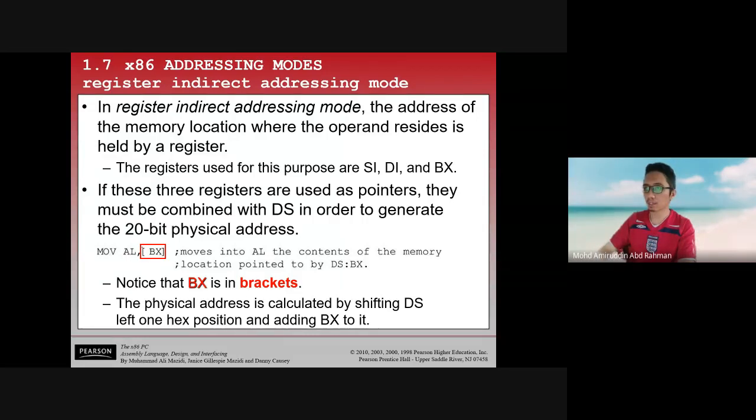Let's say we have this indirect. In the bracket, we need to look into the location of the data segment at BX. We notice that now BX is in the bracket. How does the microprocessor read that instruction? The physical address is calculated by shifting the DS left one hex position and adding BX to it. First, the DS needs to shift left one hex position, and then add BX to it.